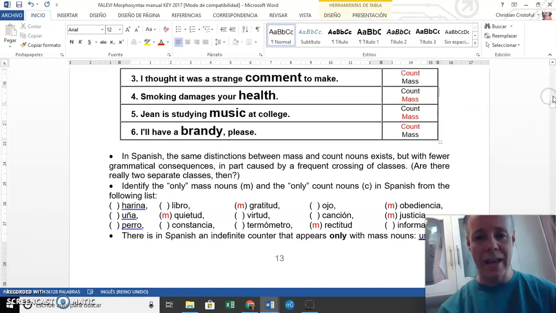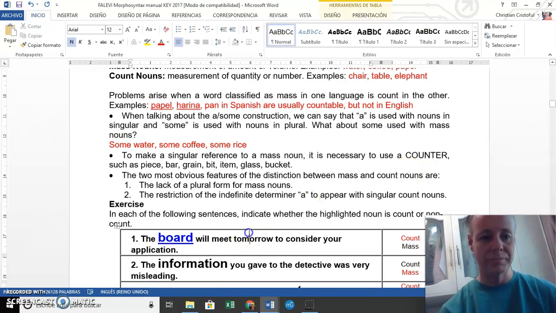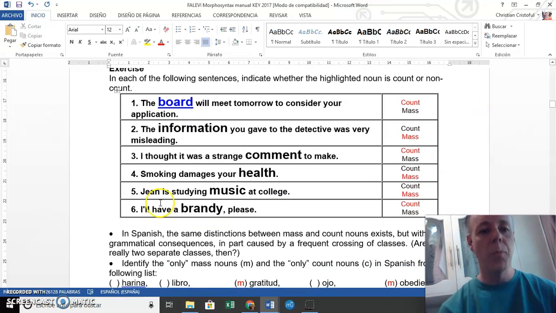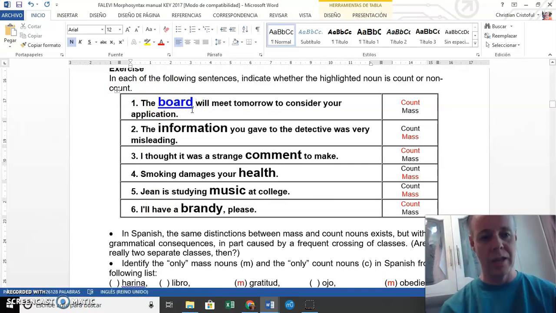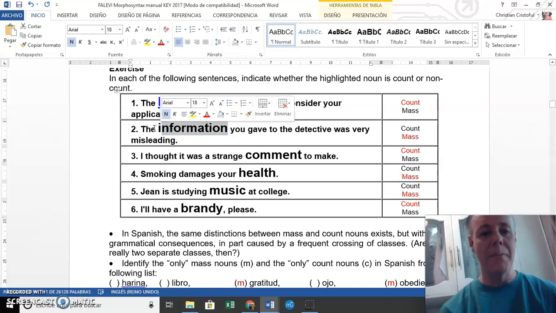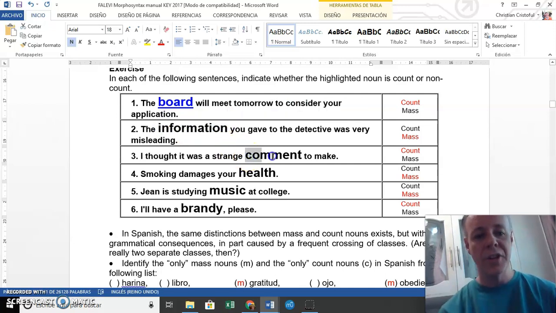Then you have an exercise. The board will meet tomorrow to consider your application. Board here is a count noun. Okay, it's a group of people. It's not the thing that we use at the university. The information is a mass noun. It's uncountable.